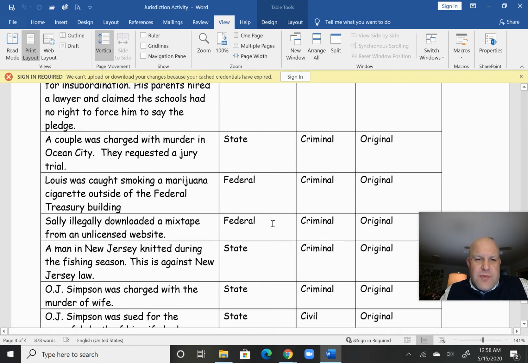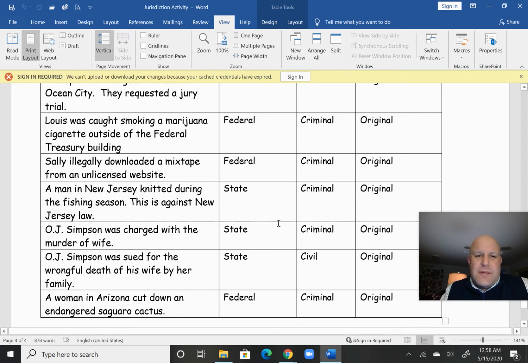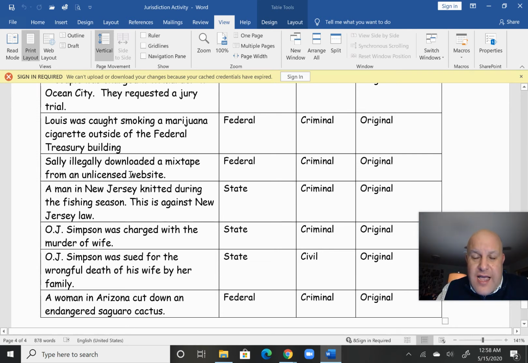Lewis was caught smoking marijuana outside the Federal Treasury Building, federal property. That's why this is a federal case, even though, of course, it's court of first resort. Sally illegally downloaded a mixtape from an unlicensed website. Internet here. So this has to do with internet, and because it has to do with internet is overseen by the Federal Communications Commission, so it's a federal crime. Original jurisdiction, first time hearing the case.